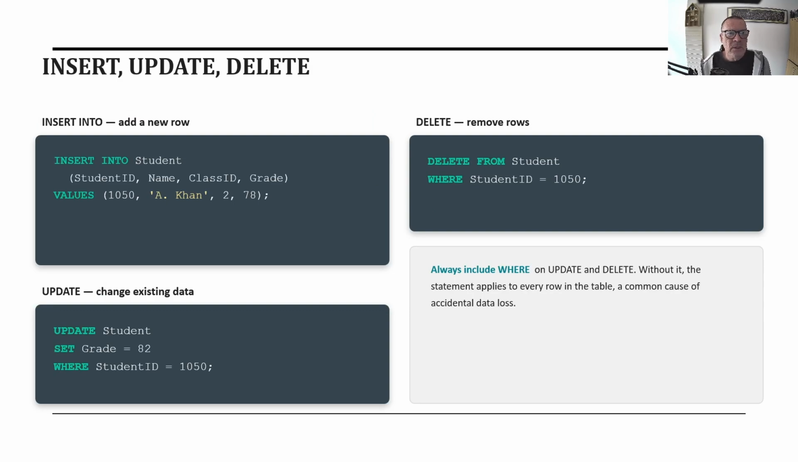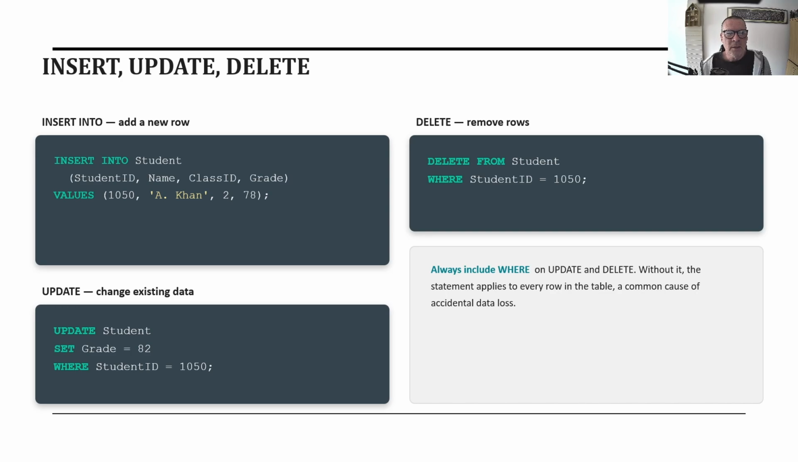Okay, so continuing with data manipulation, how do we get data into the database in the first place? Once we've created it with DDL and defined the structure, we can start to put data in. So the insert command is used to do that. We say insert into whichever table we're interested in. And then we can list the attribute names, field names, and the values.